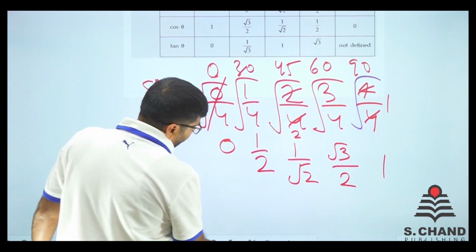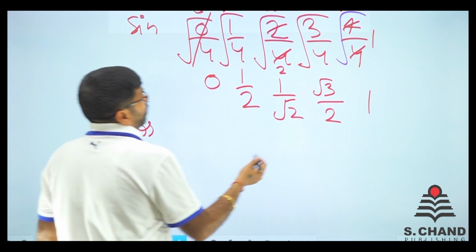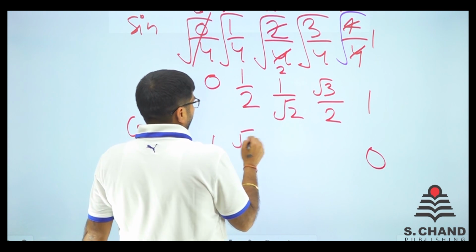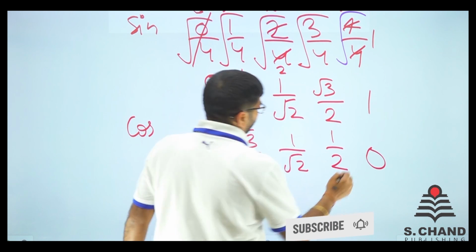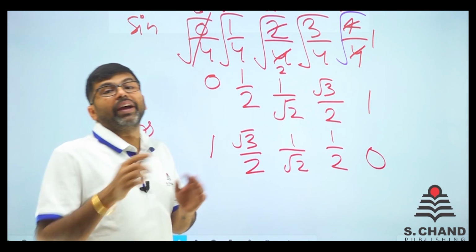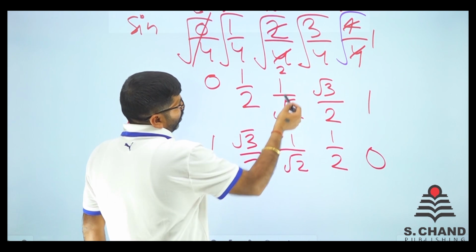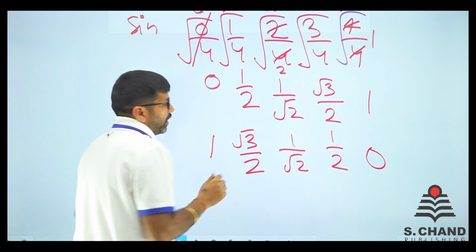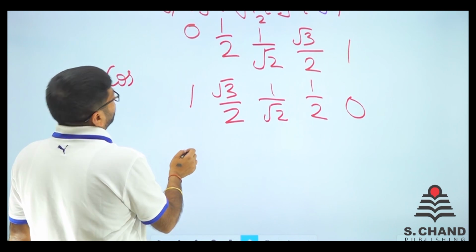If you want to make the cos table, it is just the reverse of that. From the right hand, write 1, 0, root 3 by 2, 1 by root 2, 1 by 2. That is the simplest way you can do it, because sine of 90 minus theta is cos theta. So 0 goes there, 1 by 2 goes there, 1 by root 2 goes here, root 3 by 2 comes here, and 1 comes here. That is it. So I don't think you will have any problem making cos.